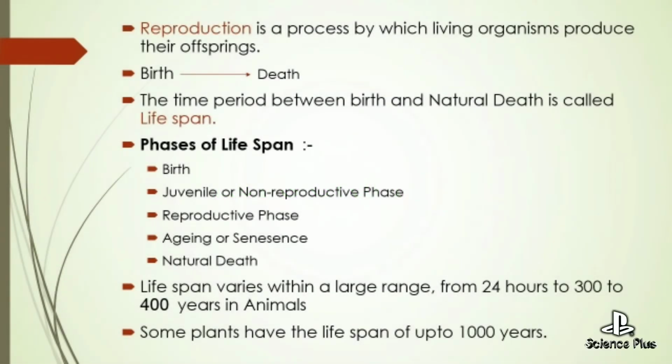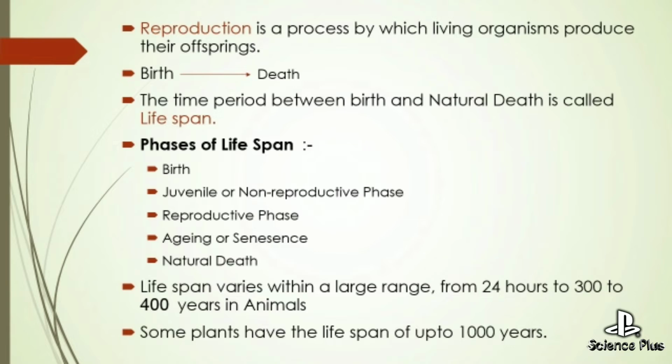First of all, we all are familiar with the term reproduction. Reproduction is a process by which any living organism can produce its offspring. But before coming to reproduction and types of reproduction, we need to know that there is a specific time period between birth and death of an individual. This specific time period is called the lifespan of that particular individual. Or in other words, the time period between birth and natural death of an individual is called lifespan. Remember that only natural death is considered, accidental death is not included in lifespan.